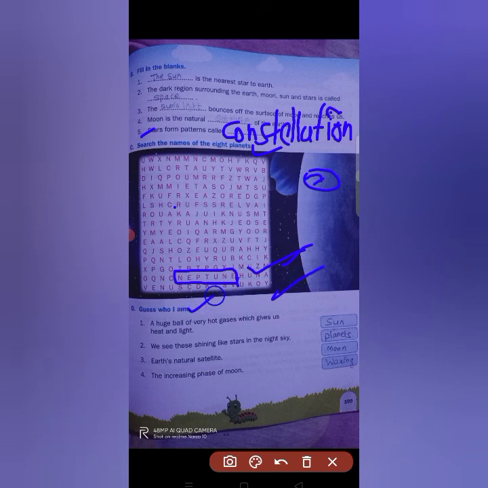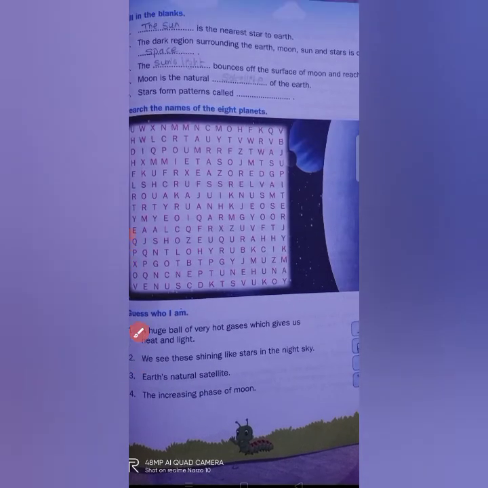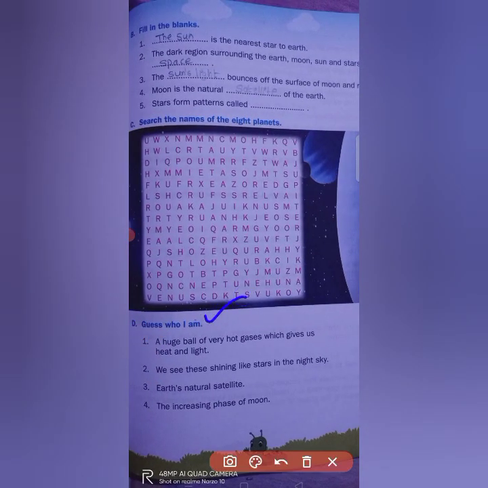Coming to the next section, guess who I am. Here you just guess who these statements are about. The first one is a huge ball of very hot gases which gives us heat and light. The huge ball which gives us heat and light is nothing but the sun. The sun is the answer. It is a huge ball of hot gases. The first answer is the sun.